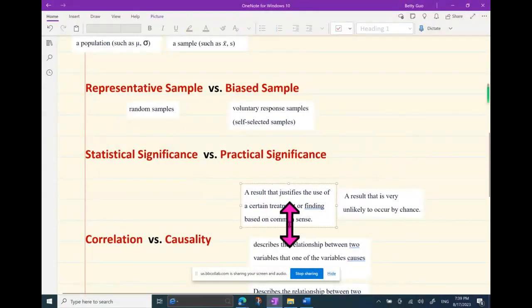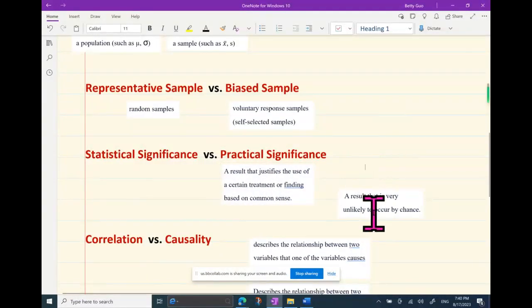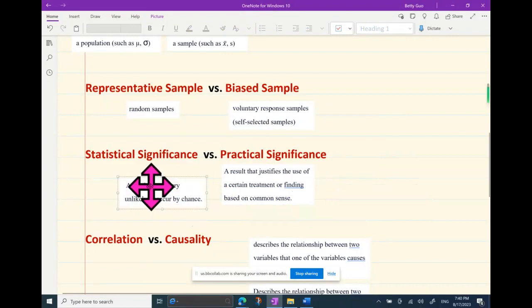This one says a result that justifies the use of a certain treatment or funding based on common sense. A result that justifies the use, right, means it is useful. A certain treatment or funding based on common sense. So common sense is practical significance? Yeah, exactly. This one goes to practical significance. And this one, of course, goes to statistical significance. Let's see the definition for statistical significance.